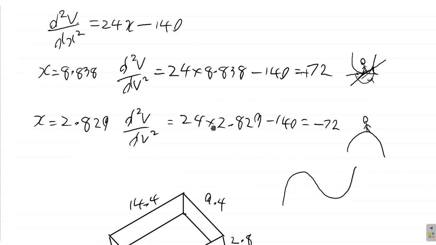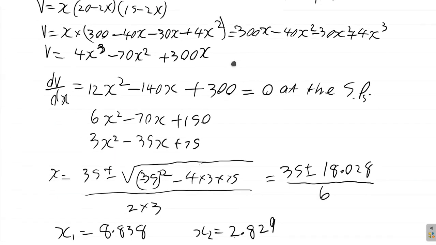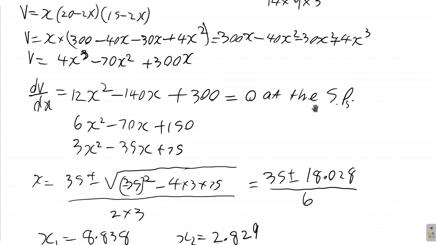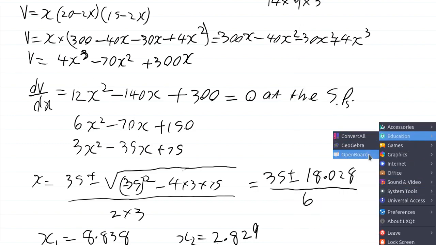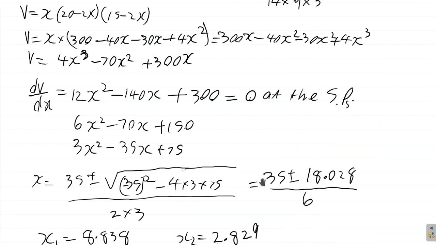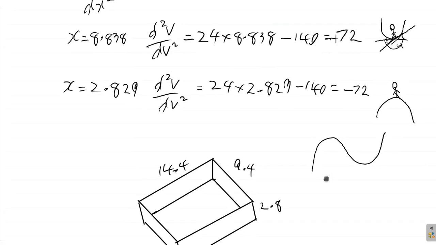That will be the curve. What was it again? 4x cubed minus 70x squared plus 300x. That's the volume curve. Now, what we could do is try a thing with GeoGebra and see if that is the curve that we would get.